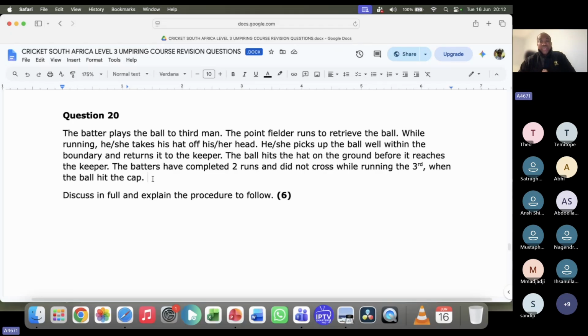Abdullah, once again, we have quite a lengthy scenario. As you mentioned in previous lectures, it's important for candidates to break down each scenario step by step. Firstly, if there's an appeal, answer the appeal. There is no appeal in this scenario, but write down your understanding of the relevant law in the scenario and give your explanation of the procedure to follow.